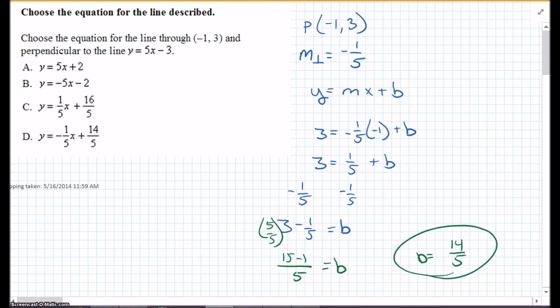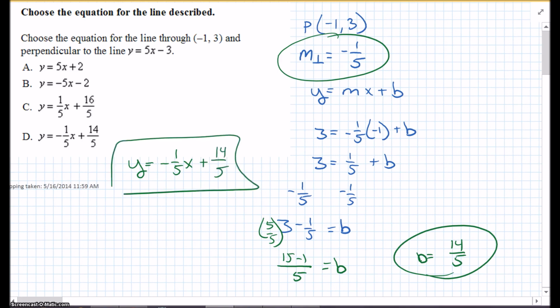So there's my b value, there's my slope. So I can say y equals my m value, negative 1/5 x, plus b, which would be plus 14/5. So the answer would be D.